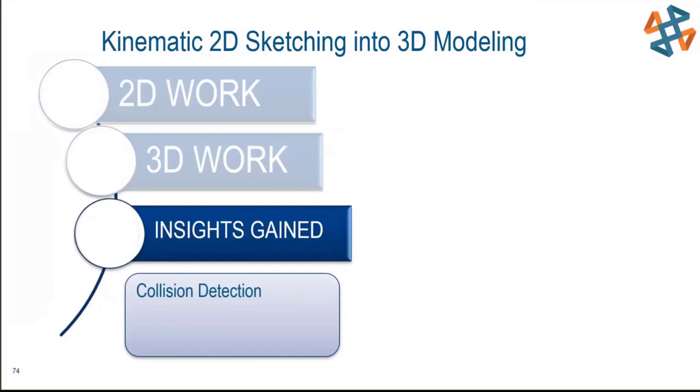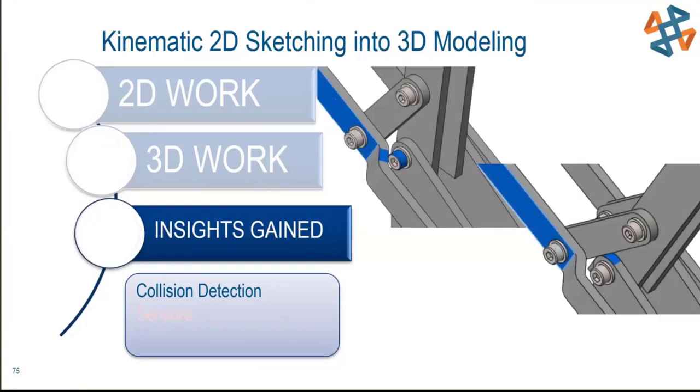So the last thing that we want to talk about is some insights that we can get from this. We're going to talk about a couple things here, collision detection and sensors. With collision detection, we have this mechanism that we created. Imagine we created that with the 2D blocks, we made our 3D parts, then we added some hardware this time to the design.